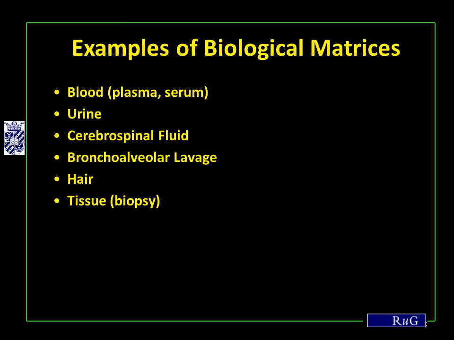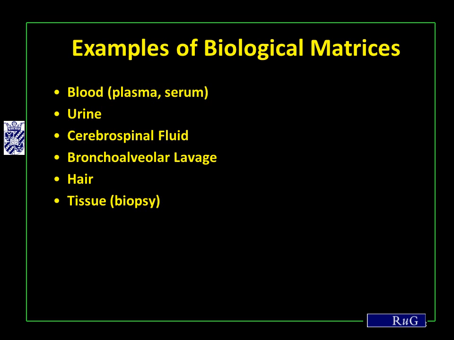Let's move on to some concrete examples of biological matrices. We've already talked about blood, plasma and serum quite extensively. They are probably the most widely used biological matrices. Urine is often used. It's easily obtainable, but it's very variable in its biological composition and needs to be collected very carefully, in a sense that it is not contaminated and that it is also not too much affected, for example, by the nutritional status of the person.